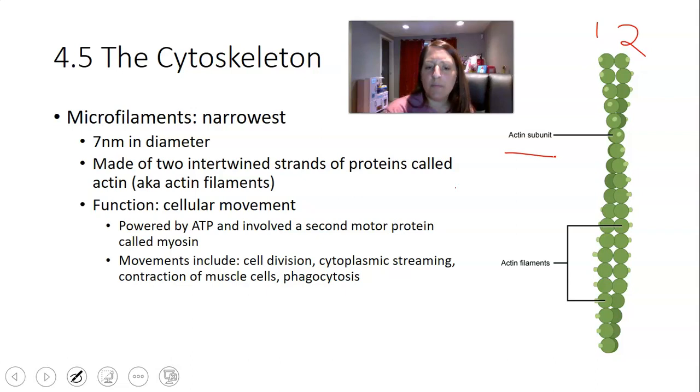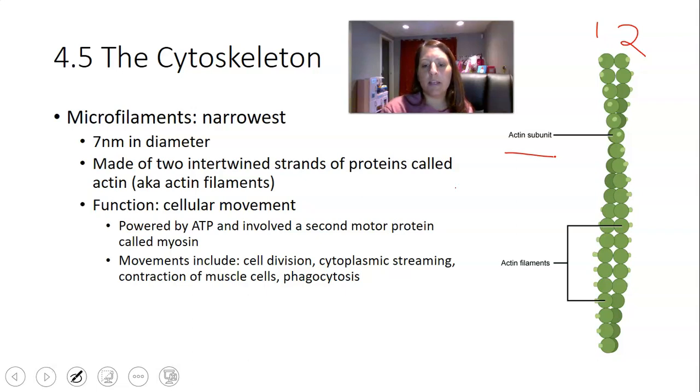What kind of movement? Well, cell division. So when we talk about mitosis or meiosis in animal cells in a few chapters, we're going to be saying that in animal cells, a structure called the cleavage furrow forms. This happens at the very end of cell division. And it's actin, or microfilaments, that are involved in actually pulling the membrane and pinching the two cells apart. So these are involved in cell division.